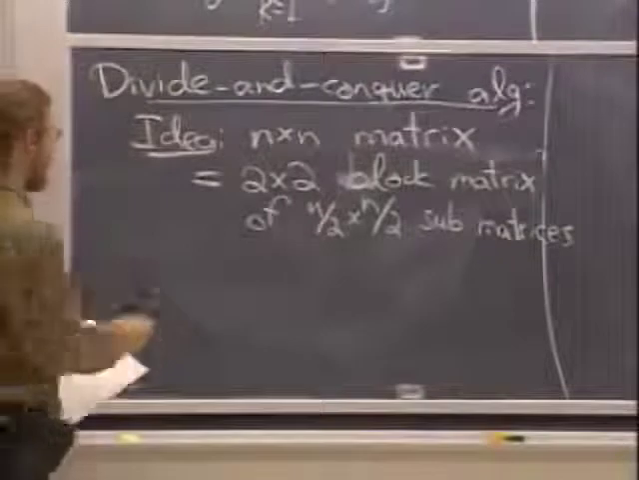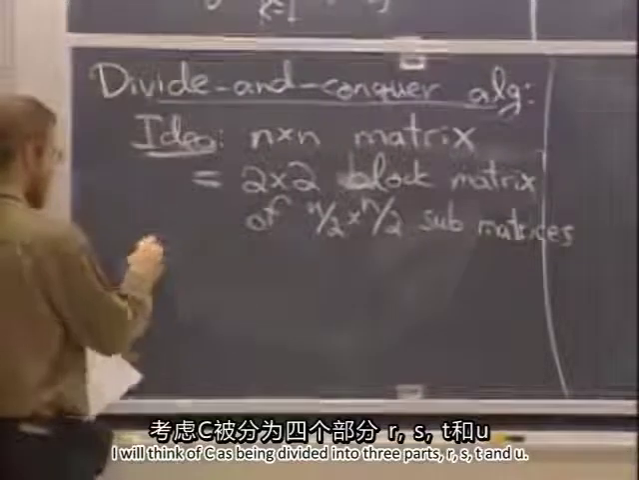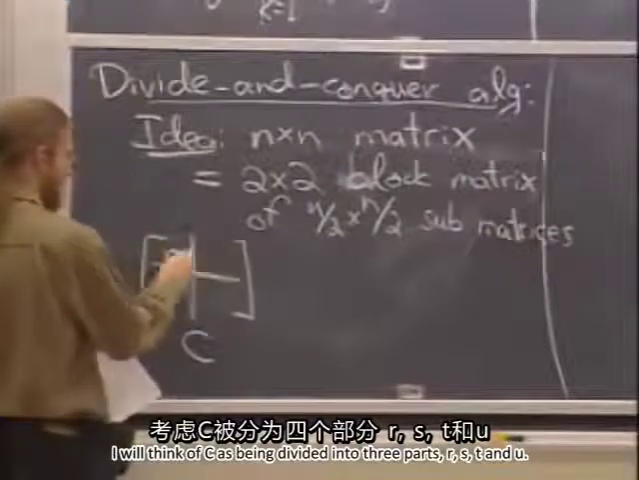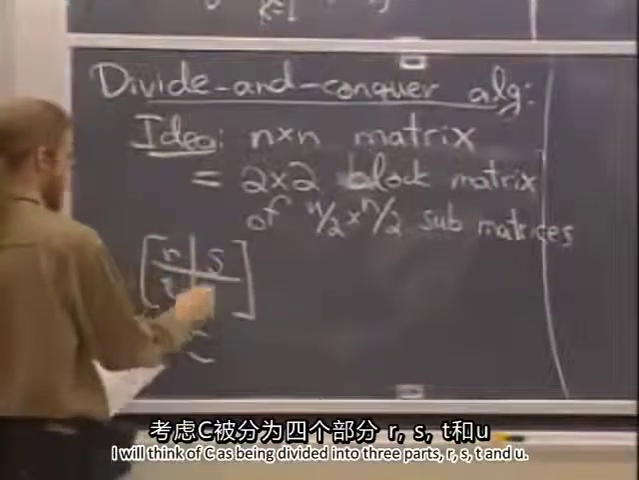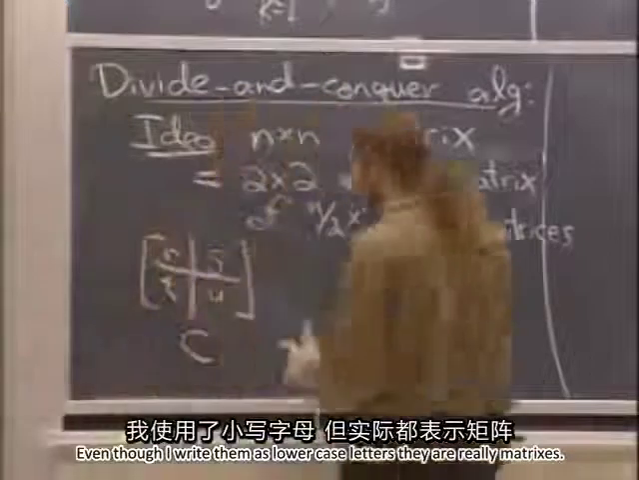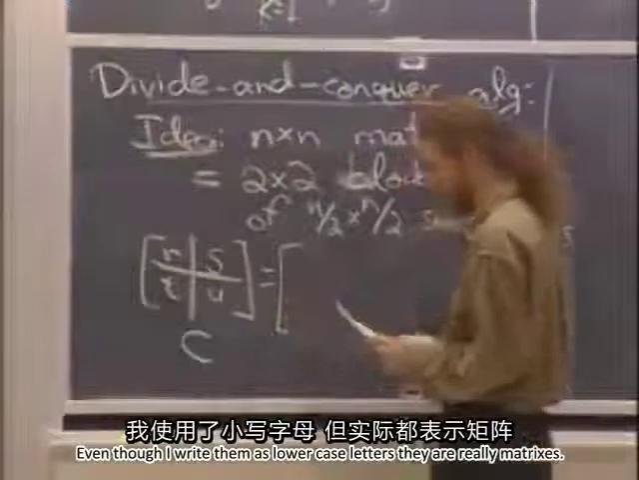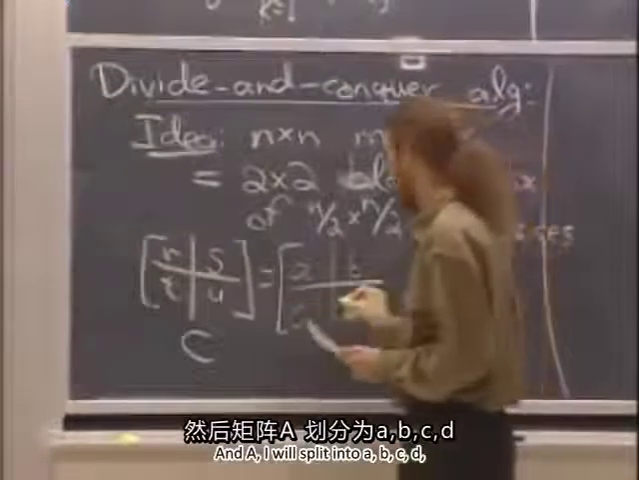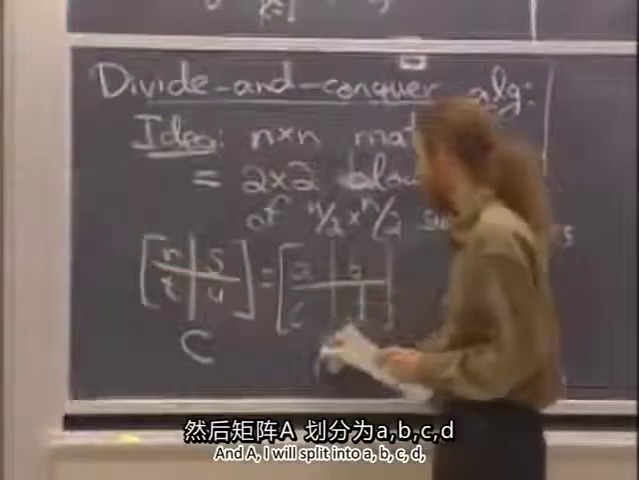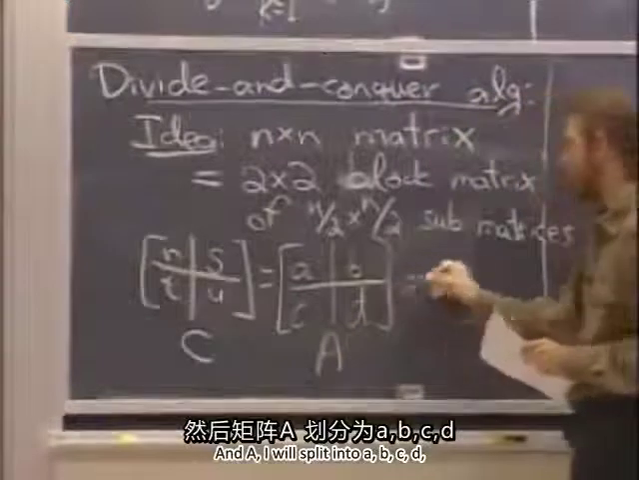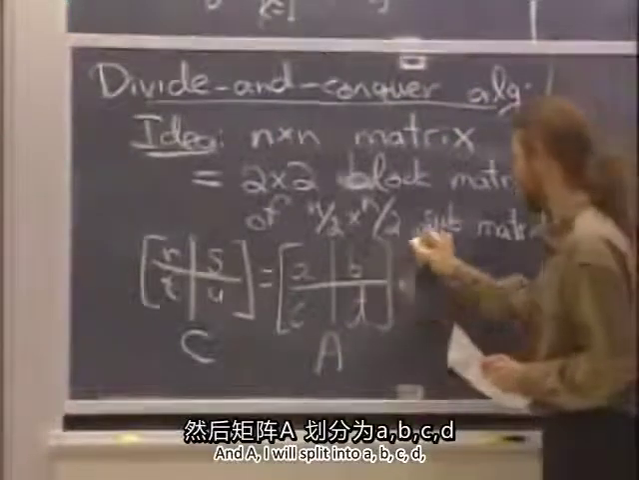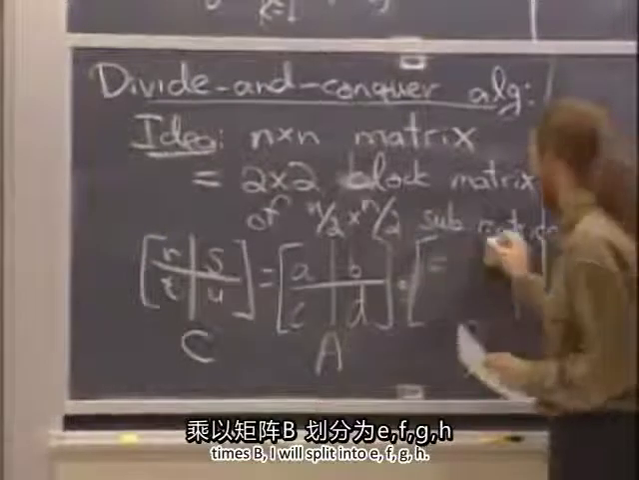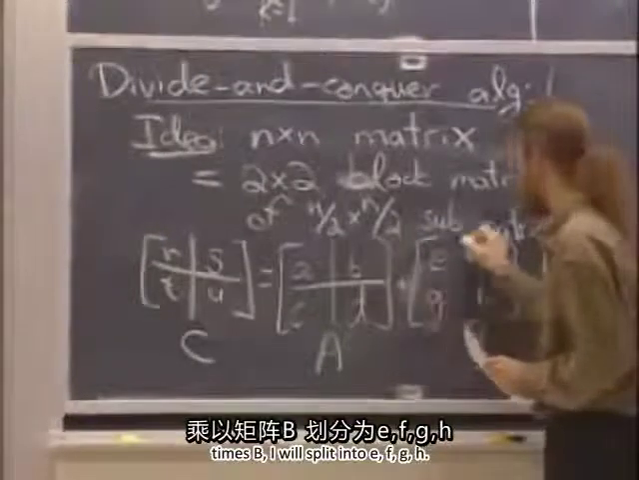So I'll think of C as being divided into 3 parts, R, S, T, and U. Even though I write them as lowercase letters, they're really matrices. Each is n over 2 by n over 2. And A, I'll split into A, B, C, D times B, which I'll split into E, F, G, H.